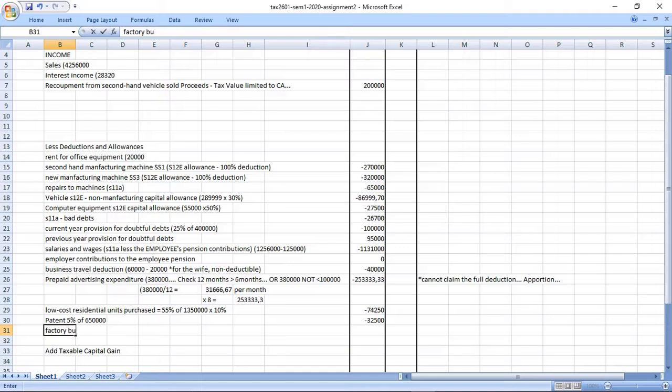Factory building, 5% of 2 million. Minus, because it's a deduction, 2 million. How many zeros are there? One more. 6, yes. Times 5%. 100,000.